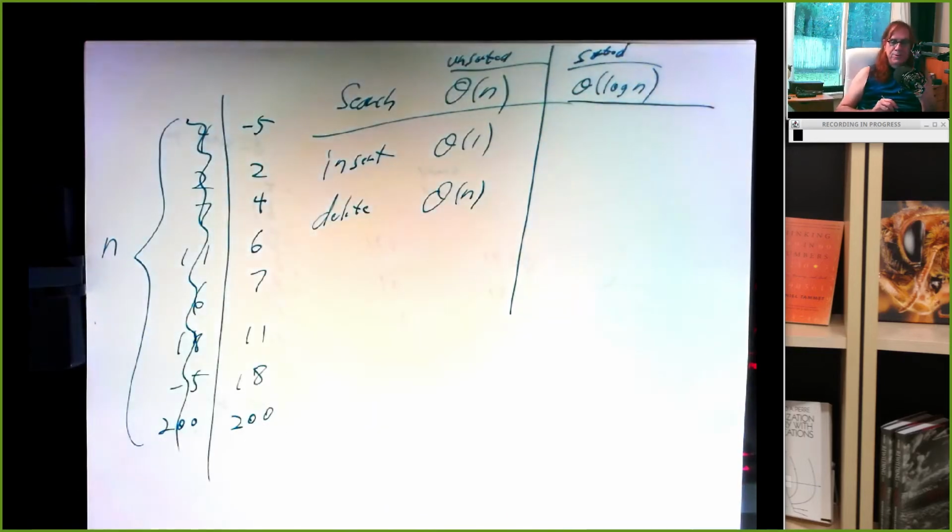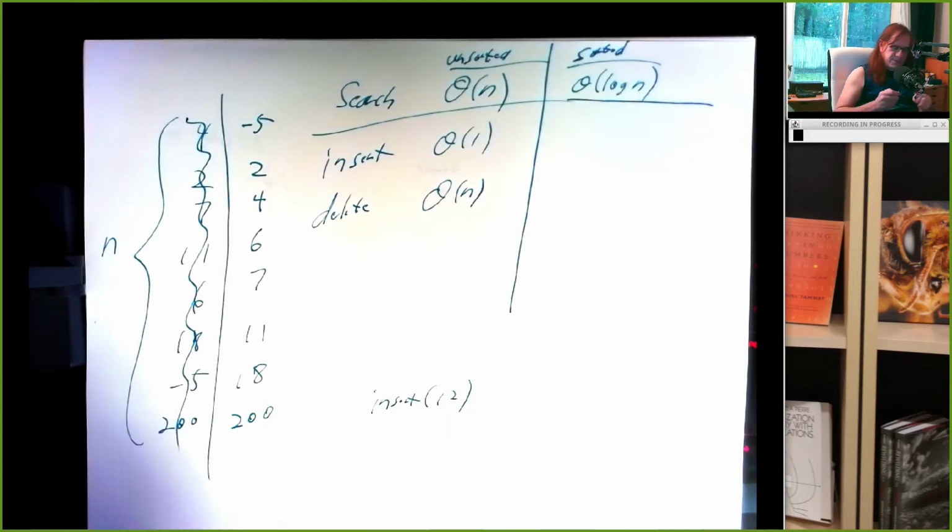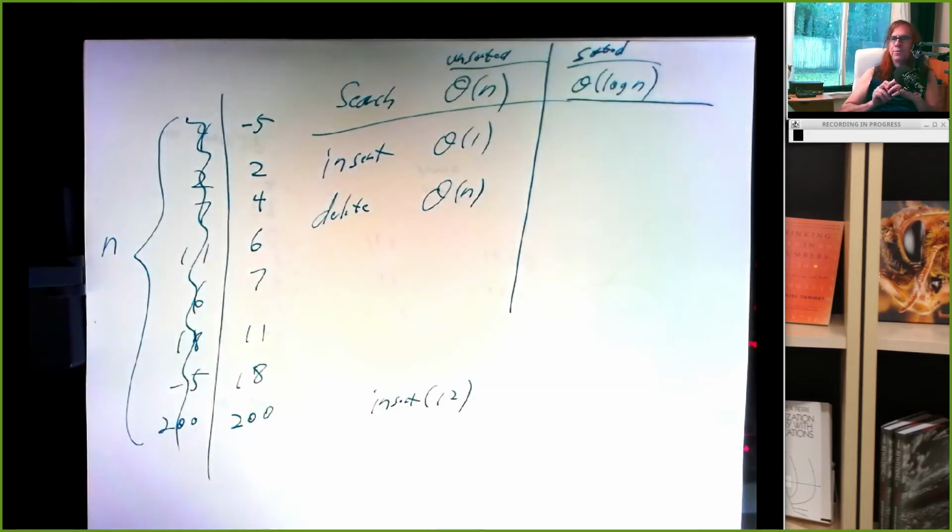But we've introduced a new complexity. What happens to our insert time? Suppose I want to insert the number 12 into this array. What do I have to do? Find where it belongs or add it and then sort it again. I can either add it and sort it again.